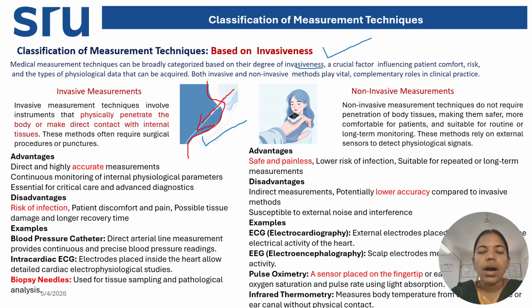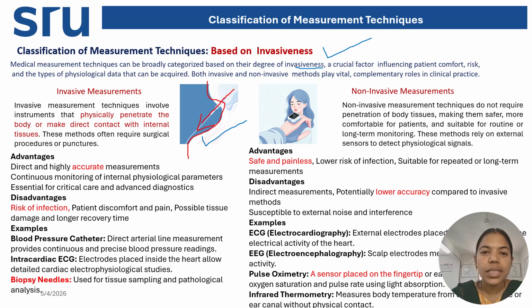Here this is called invasive. Advantage: direct and highly accurate measurements. Invasive will give high accuracy, and continuous monitoring of internal physiological variables can be possible with the help of the invasive method. And disadvantages: the risk of infection is more in the invasive. Patient discomfort, and he will feel pain for some time.